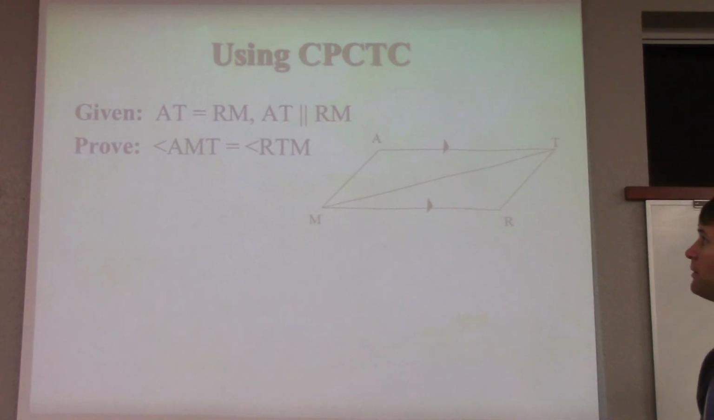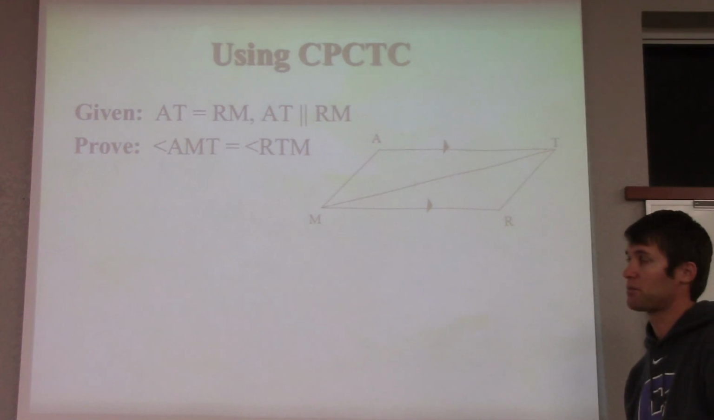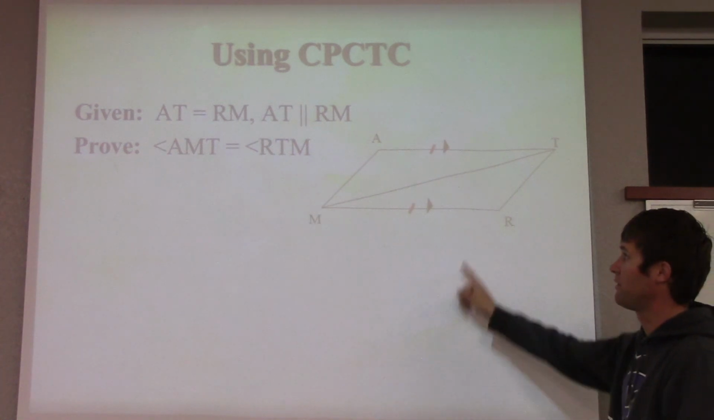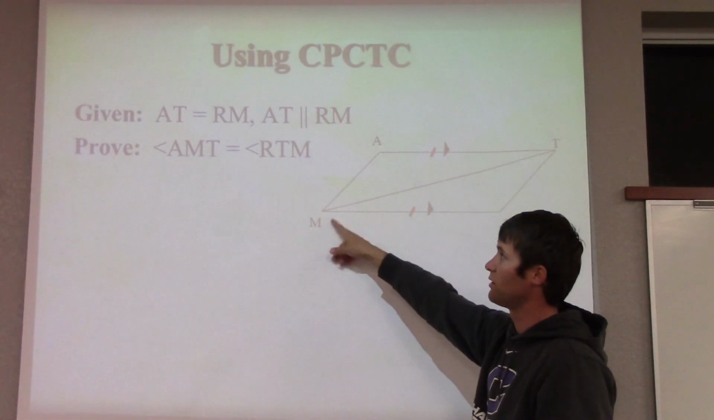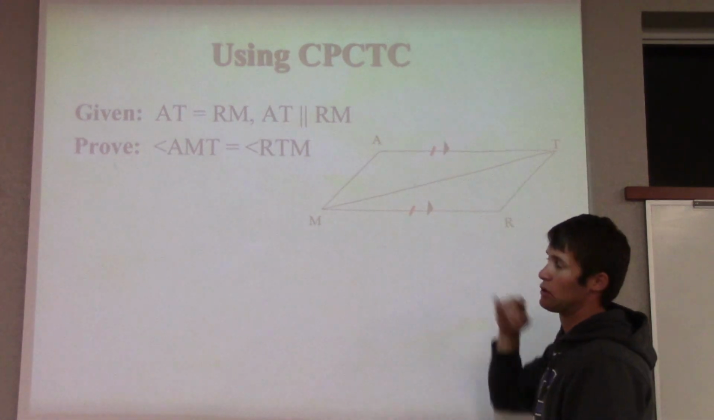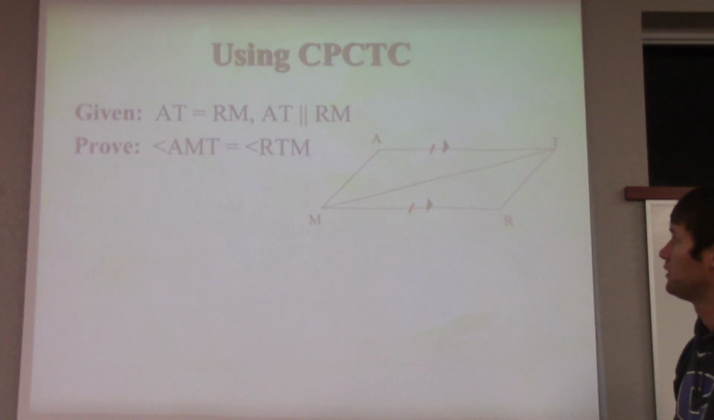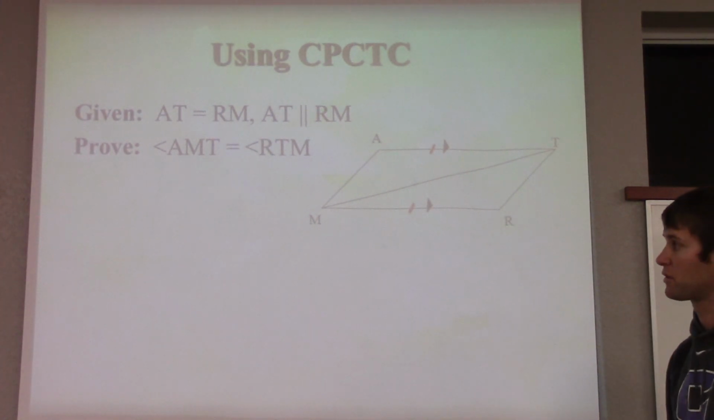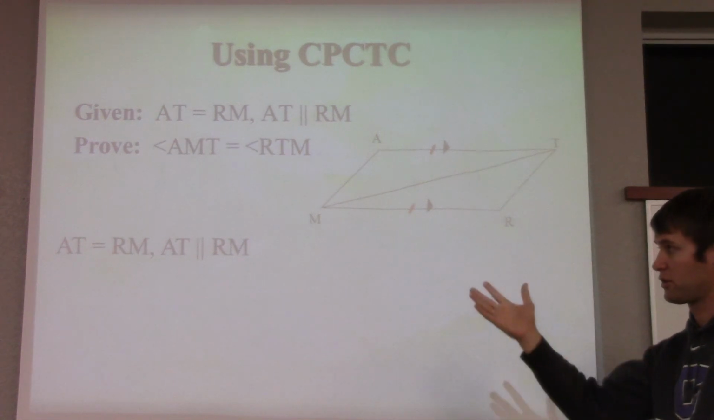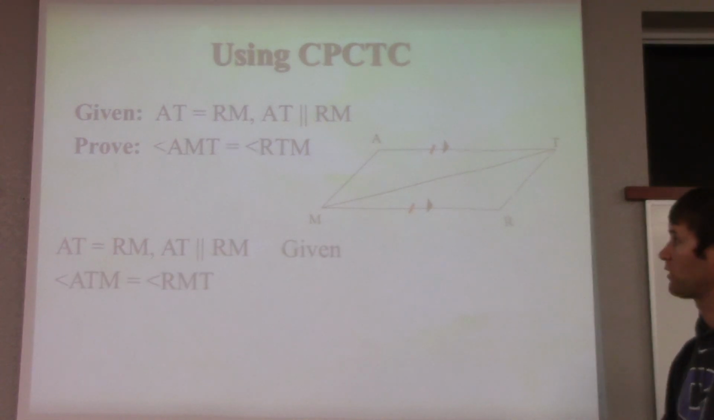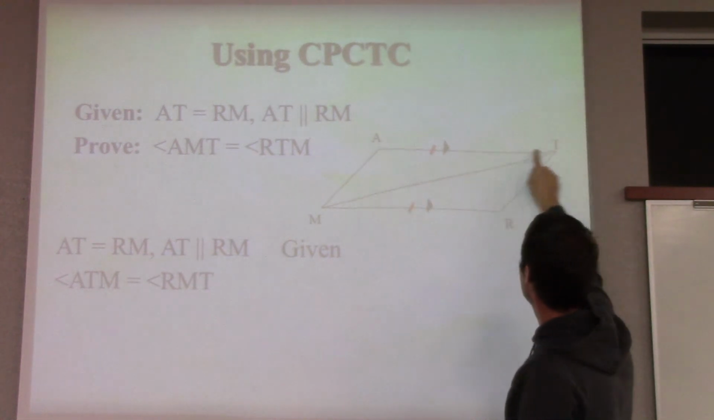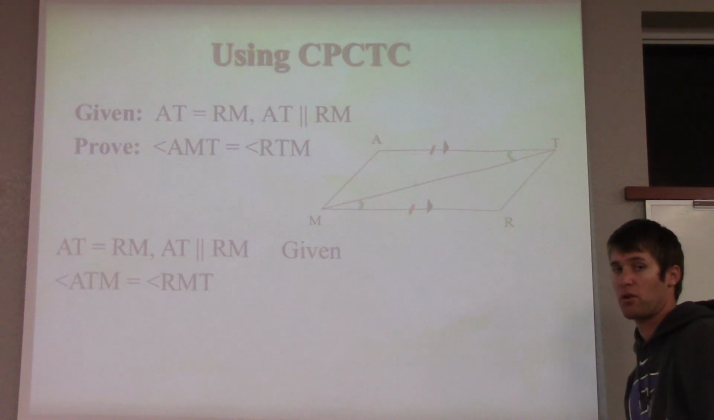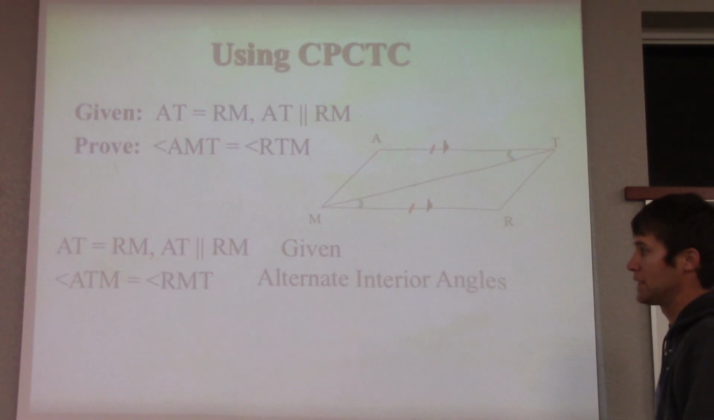So I went through the last one. So this will be the last proof that we go through. So AT is equal to RM. So we have AT and RM are congruent. They're also parallel. So what do we know about parallel lines? Well, if we have parallel lines, then we're going to have alternate interior angles. So we start with the given. Then we know that angle ATM, this angle right here, is congruent to this angle right here, because we have parallel lines. And those would be alternate interior angles.